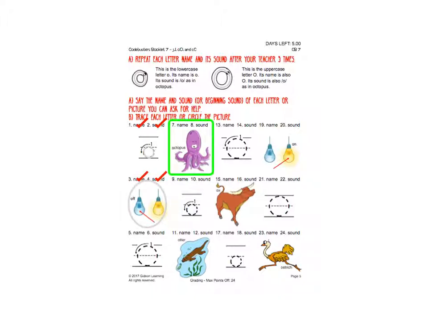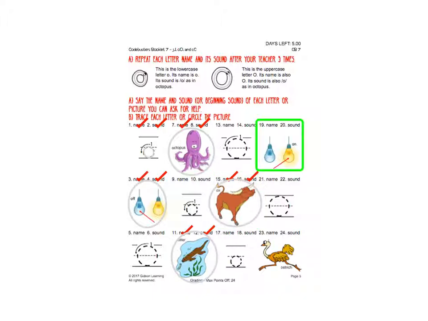This is an octopus. The beginning sound is ah. And now we can circle it. This is an otter. The beginning sound is ah. And now we can circle it. This is an ox. The beginning sound is ah. And now you can circle it.